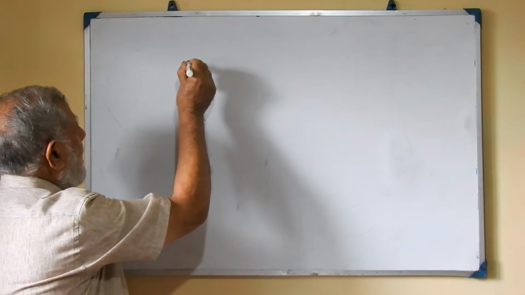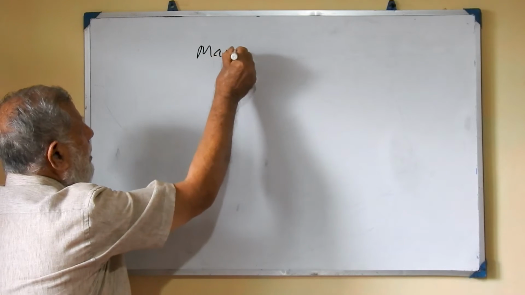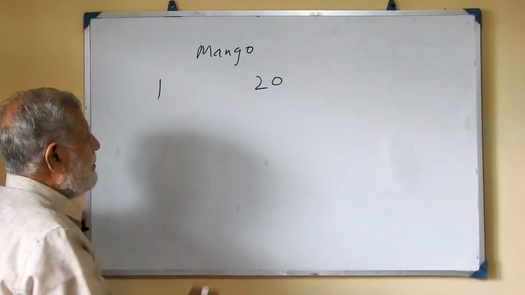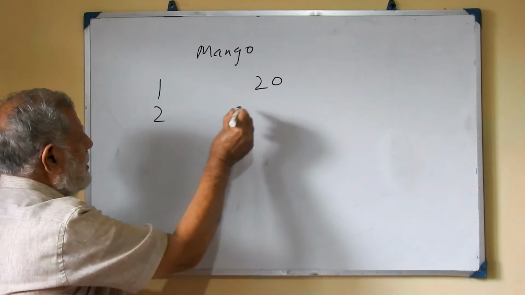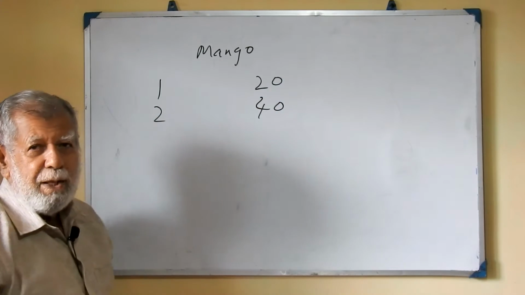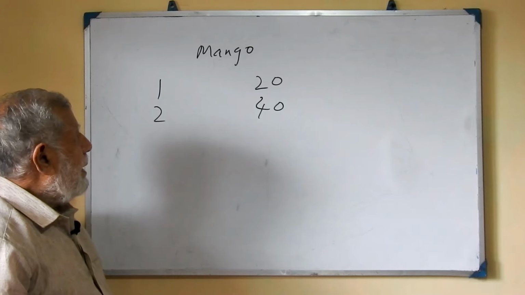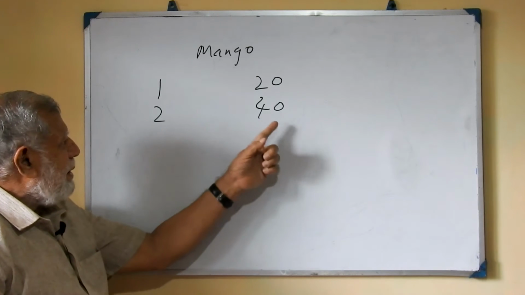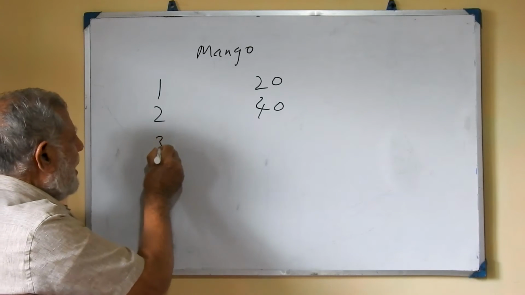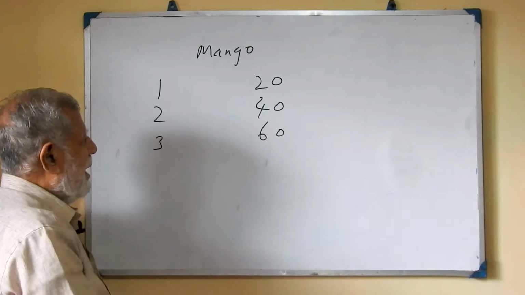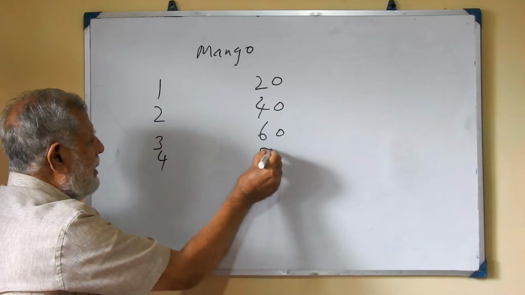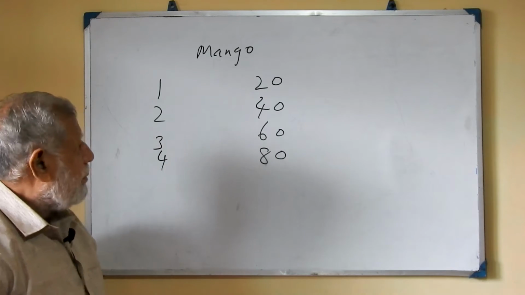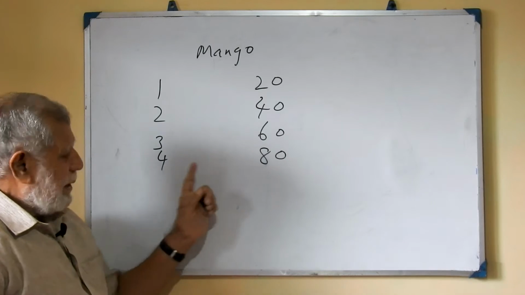We'll say mango prices. One mango costs 20 rupees, so two mangoes cost 40 rupees. Here it is increasing directly, which is called direct proportion. When this quantity increases, this one also increases. When it is 3 mangoes, the price is 60 rupees. 4 mangoes, it is 80 rupees. So this is called direct proportion, where one quantity increases and the other also increases.